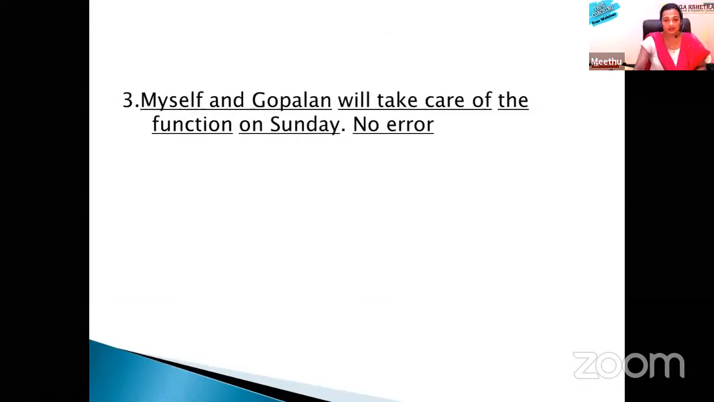Next one, the third exercise. Myself and Gopalan will take care of the function on Sunday. Please read the question properly, think about it, and make a guess in your mind as to which will be the part that has the error.